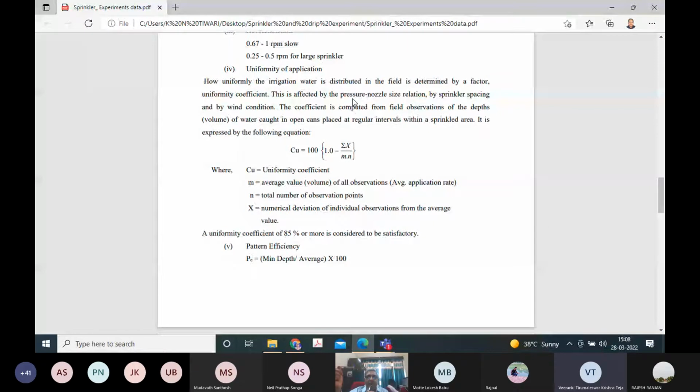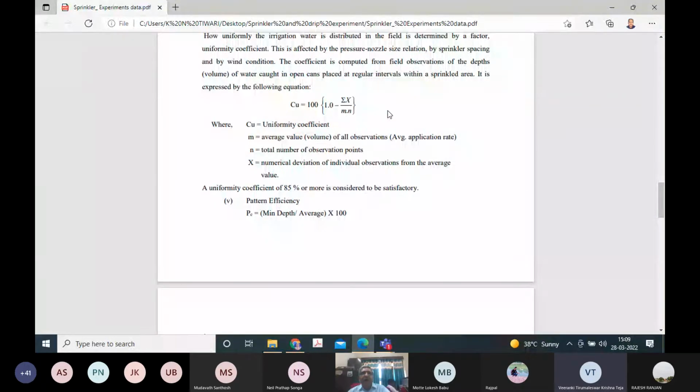as the uniformity coefficient. The uniformity coefficient is estimated by using the expression 100 into 1 minus summation x. This x is nothing but the absolute deviation from the individual observation. It is a numerical deviation.